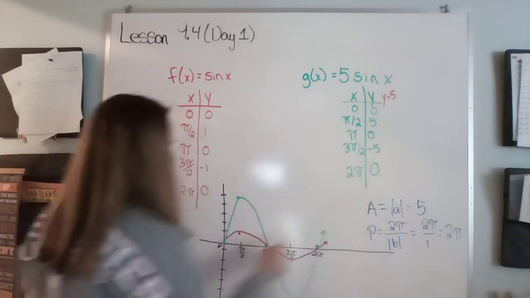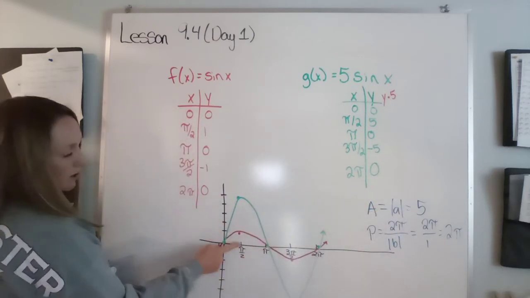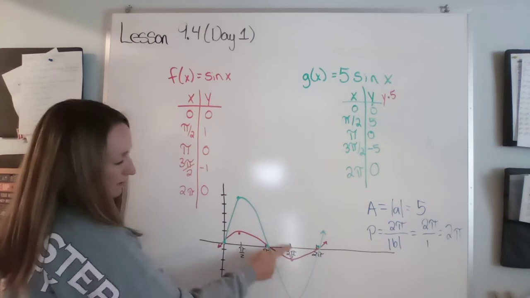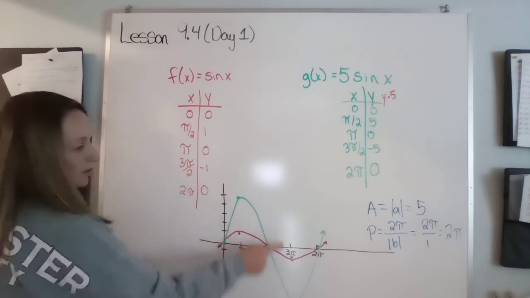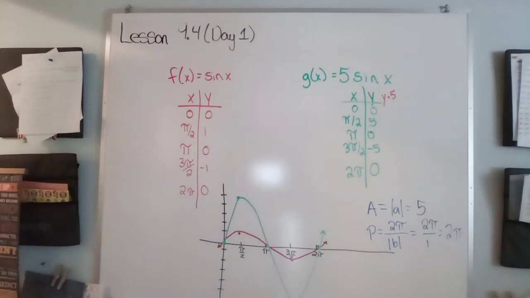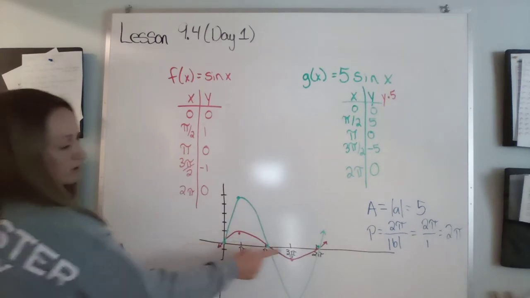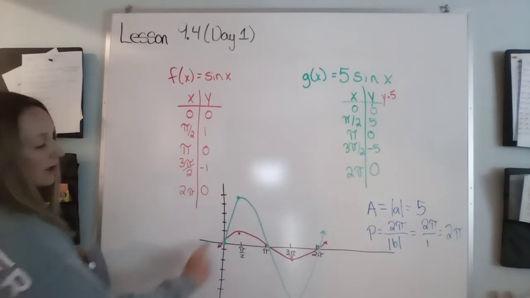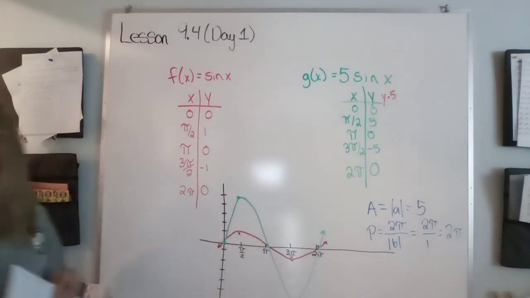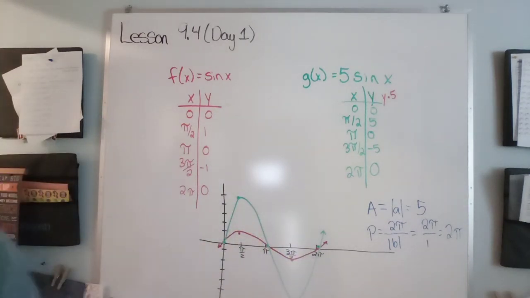The amplitude, the max, right, above the midline, and the min below the midline, 5 units. So the amplitude is 5. Okay, for the parent function, the amplitude would just be 1, right? 1 unit above, 1 unit below the midline, and the period is still 2 pi. Okay. All right, we're going to do, I think, just one more graphing problem, guys.